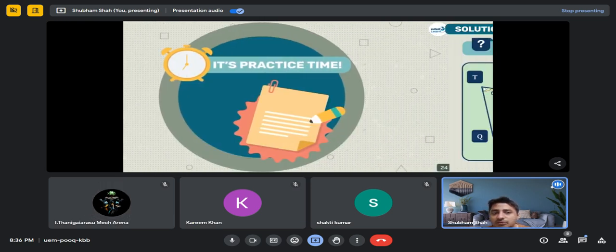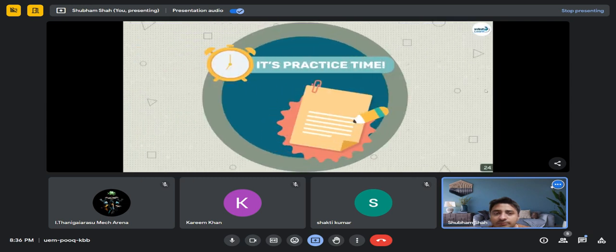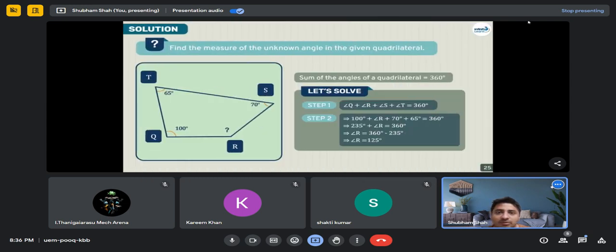Now, quiz number 2. Look, you have to find out this unknown angle. So angle Q plus angle R plus angle S plus angle T is 360 degrees. 100 plus angle R plus 70 plus 65 is 360 degrees. 235 plus angle R is 360. Therefore, the value of angle R is 125. This is very simple. We have done this type of question earlier also. Is anybody having any doubt in this?